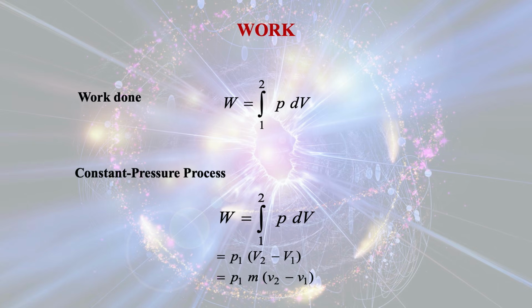So finally we are getting P1 into V2 minus V1, and if m is the mass, then we can write in terms of the specific volume, that is v2 is the specific volume and v1 is the specific volume of the substance at state 1. So the final expression will be P1 into m within bracket v2 minus v1. So this is the expression for the constant pressure process.